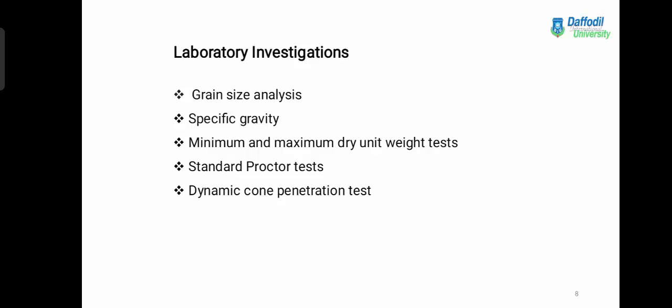After sample collection, different tests were conducted for the determination of index properties, such as grain size analysis, specific gravity, and minimum and maximum dry unit weight, tested by using a vibrating table. Besides, standard Proctor tests were performed to estimate maximum dry unit weight and optimum moisture content. The data from index testing were used to prepare samples for the dynamic cone penetration test.